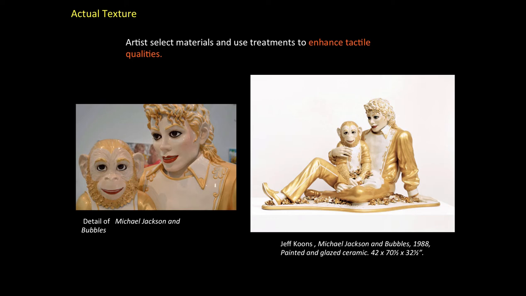Here Jeff Koons has done a sculpture of Michael Jackson and Bubbles, his monkey that accompanied him for quite some time. And this is made out of clay and painted and glazed. You can see the detail, the texture that he has used in Michael Jackson's hair, the smoothness of his shirt, the embellishments on the front of the shirt, Bubbles' fur, which looks like flowers around them. All of this is done with a great deal of attention to texture.